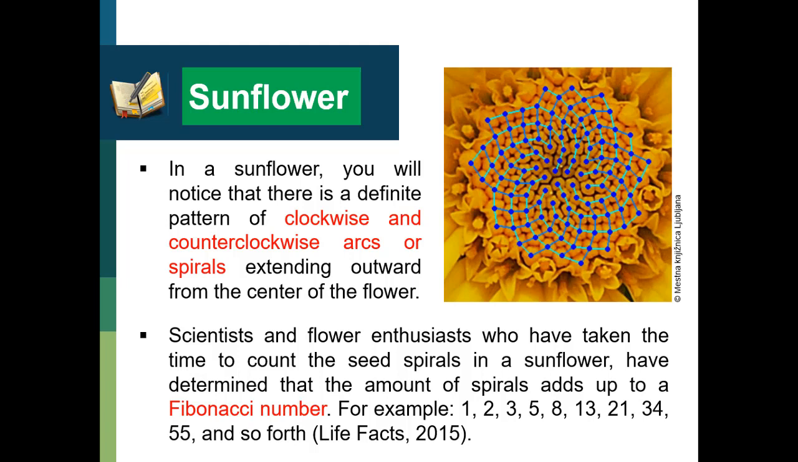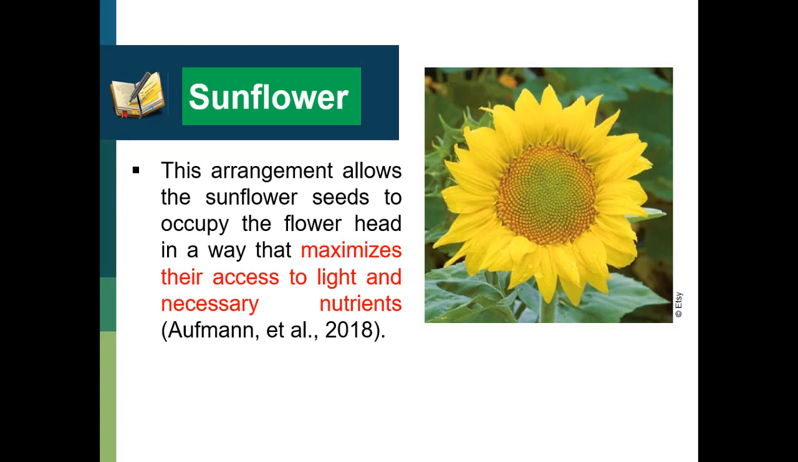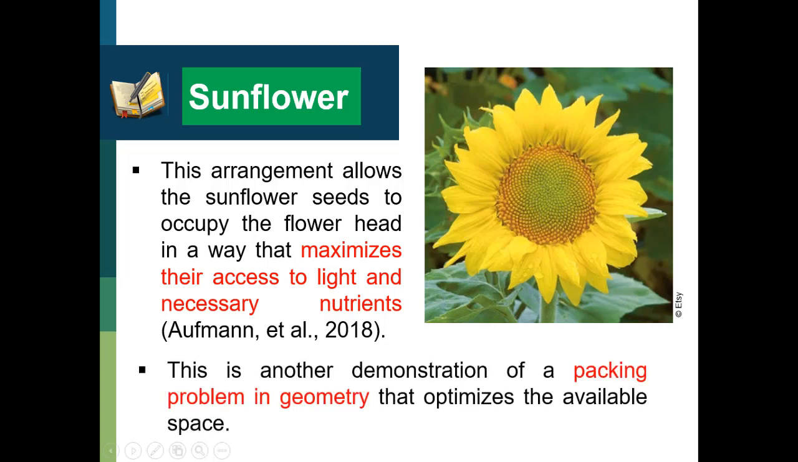So who would think that a certain sunflower, a very beautiful sunflower, has this pattern of numbers, Fibonacci numbers? Another mathematical structure in sunflower. This arrangement allows the sunflower seeds to occupy the flower head in a way that maximizes their access to light and necessary nutrients. This is another demonstration of a packing problem in geometry that optimizes the available space.